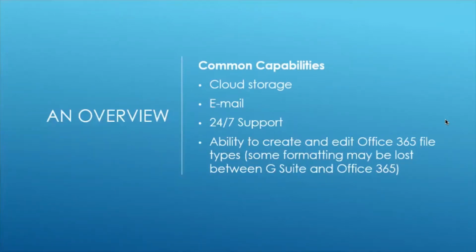A couple of quick overview points. We both know that the most common things we're looking at are going to be email and the Office 365 file types. Both of them do have email options. Obviously, we have Gmail, or you can use your company's email. Same as with Outlook. You can use an Outlook.com email, or you can have your company's email branded. They both do have 24/7 support, and they have the ability to create and edit Office 365 file types. One caveat is that some formatting may be lost between G Suite and Office 365.